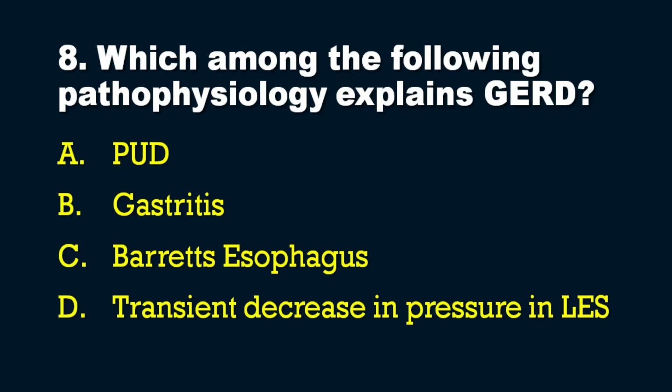So another easy question, but it was asked very frequently in other competitive examinations. The answer is obviously option D. There will be a transient decrease in the pressure in the LES. You know how much is the pressure in the lower esophageal sphincter? We can see that in the explanatory section.